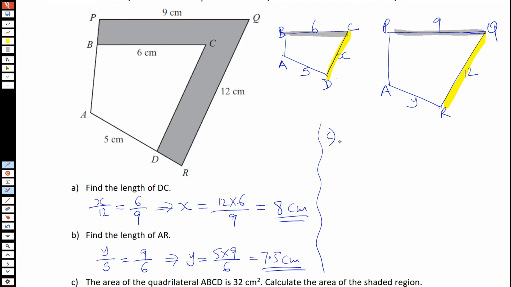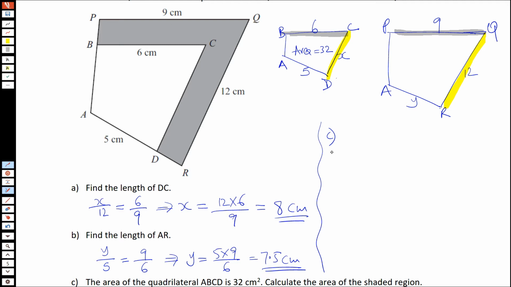So part C, we're given that the area of this quadrilateral ABC is 32. So here area is equal to 32. And you're required to find the area of the shaded part, which is this portion here. Now notice that the shaded part is basically the difference between the areas of the two quadrilaterals.